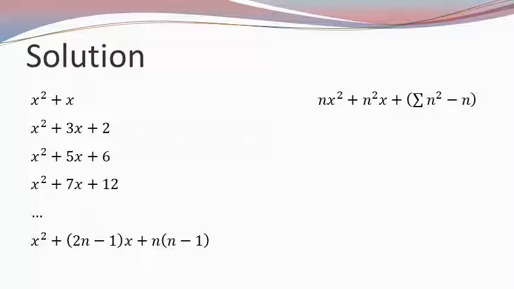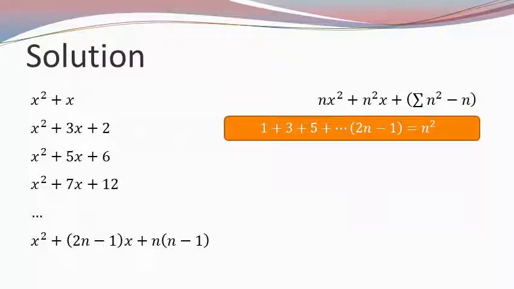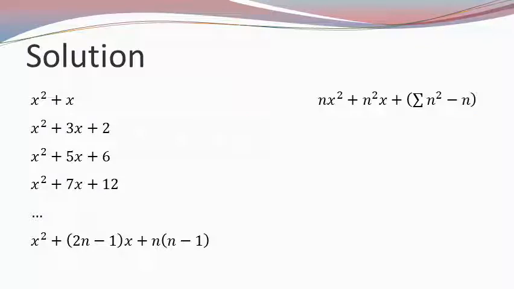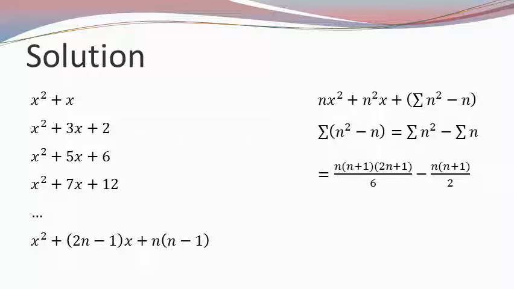Over here we have used the fact that 1 plus 3 plus 5 right up to 2n minus 1 is equal to n squared. So that is the coefficient of x over here. Now we need to find out the third term, which is sigma of n squared minus n, and to find that we can write it down like this. Now each of these can be simplified because we have the formula for sigma n squared and also for sigma n. So we can plug in to get this, and we need to now simplify this expression.